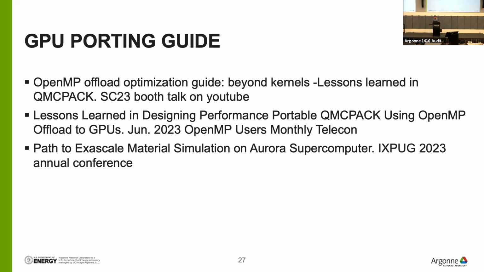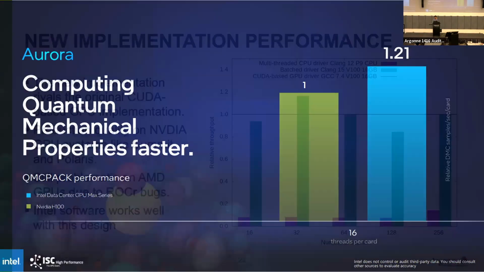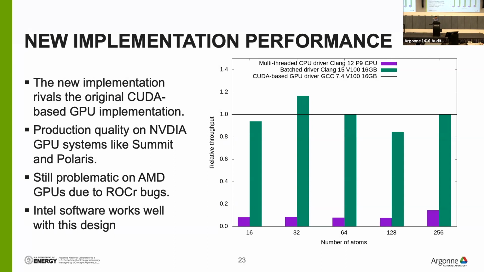On one of the slides, you showed the new implementation performance. Yes, the 1.0 line is the old CUDA, and the green bars are the new code performance. Okay. My question is, you talked about it still being problematic on AMD GPUs due to ROCm, the second to last bullet. Does it mean there is no solution to this at this point?